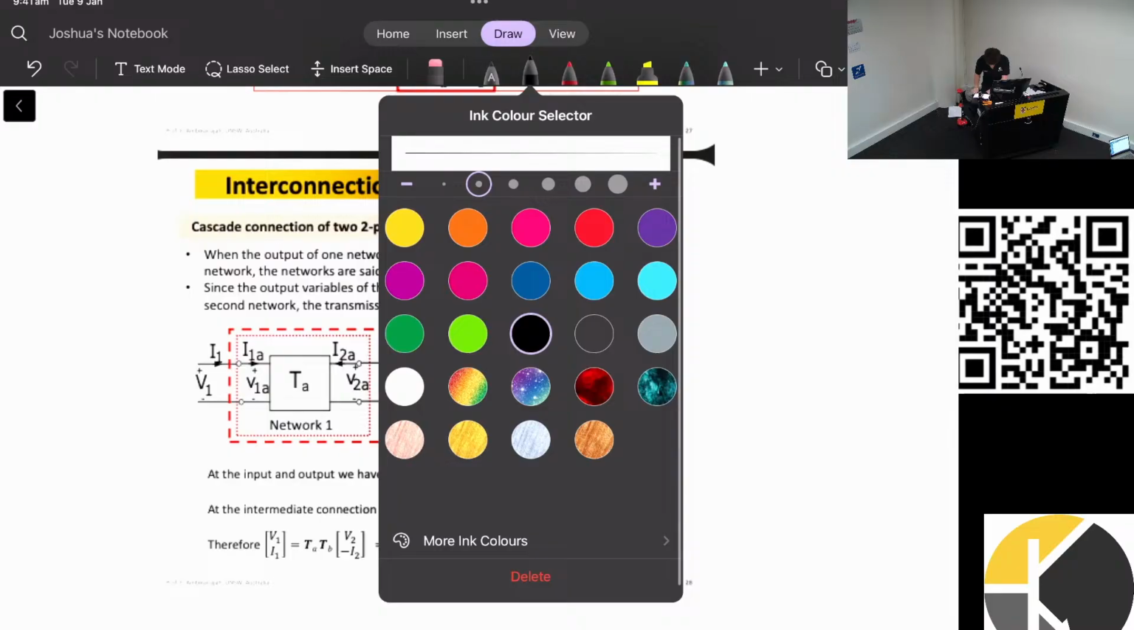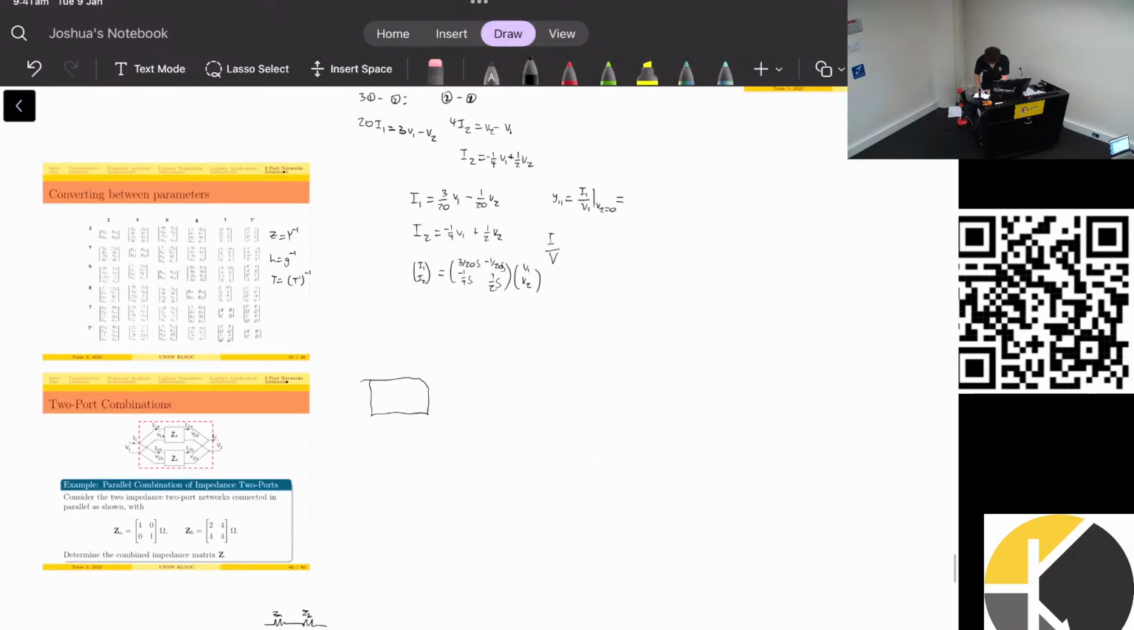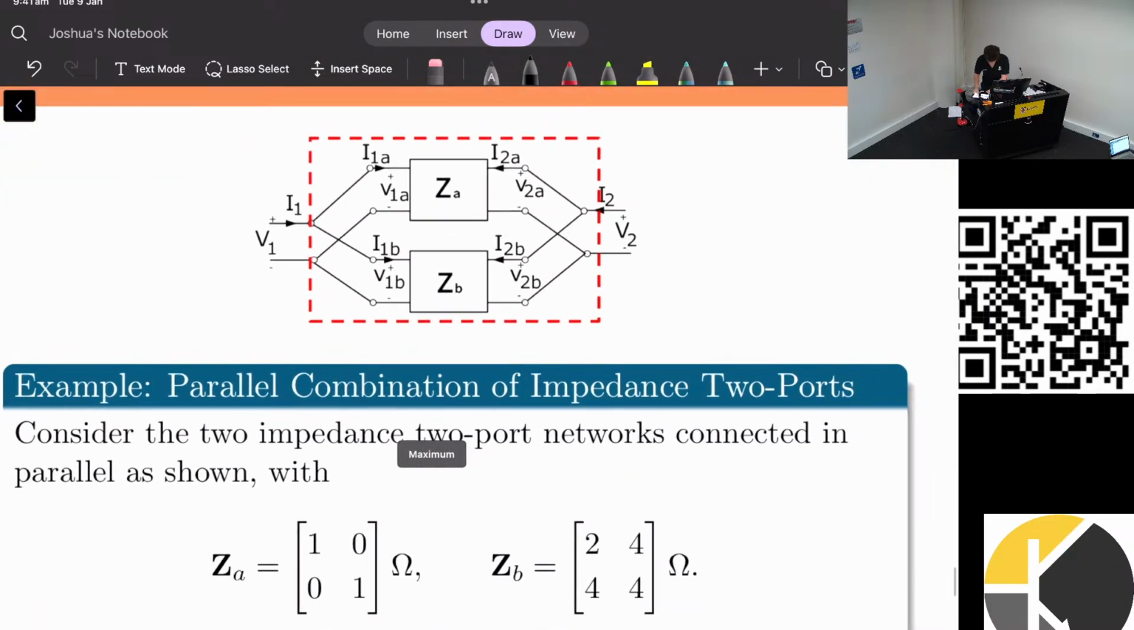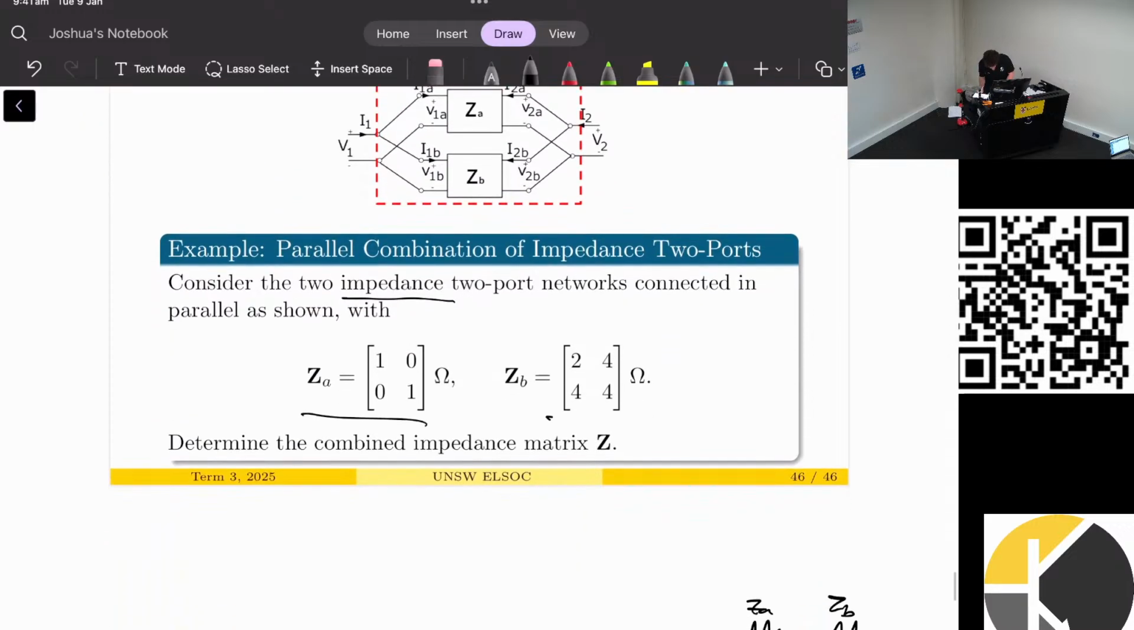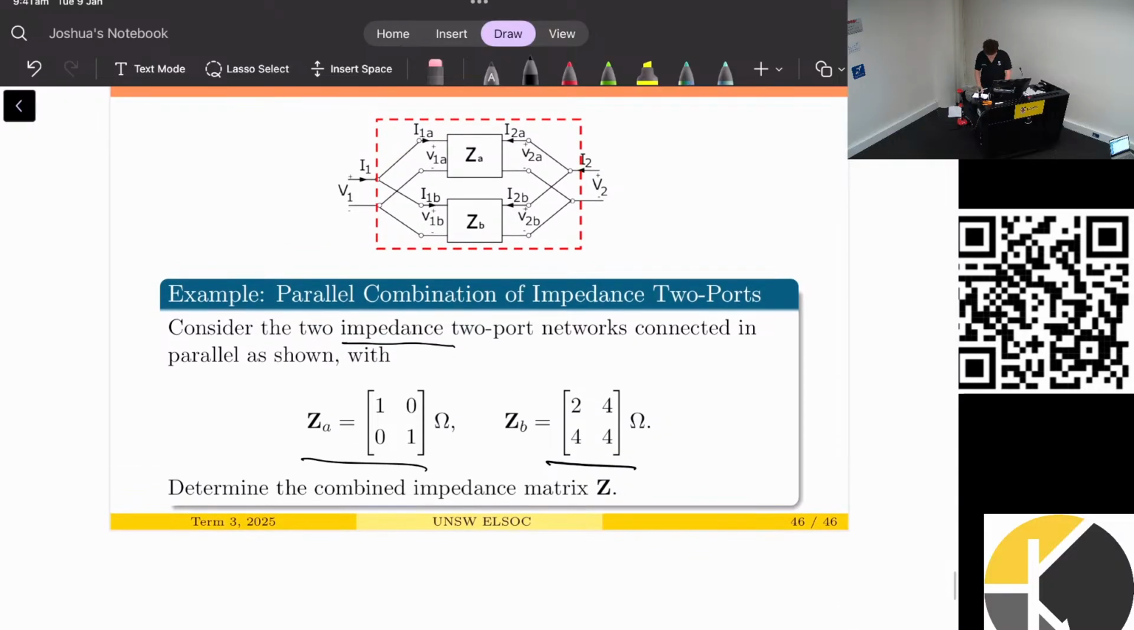Okay, so now on to the actual question. It asks us to consider two impedance two-port networks connected in parallel. It's given us the impedance parameters for the two-port networks, and it's asking us to find the combined. So if we have this and this, black boxes where we don't know what's happening inside, what are the impedance characteristics of that?